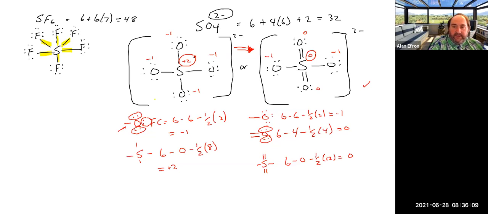All right, so why don't you try just a couple here? Let's do BrCl5. So why don't you draw the Lewis structure for BrCl5? And why don't we do ClF3 and see what you come up with. So why don't you draw those two Lewis structures and see what you end up with.